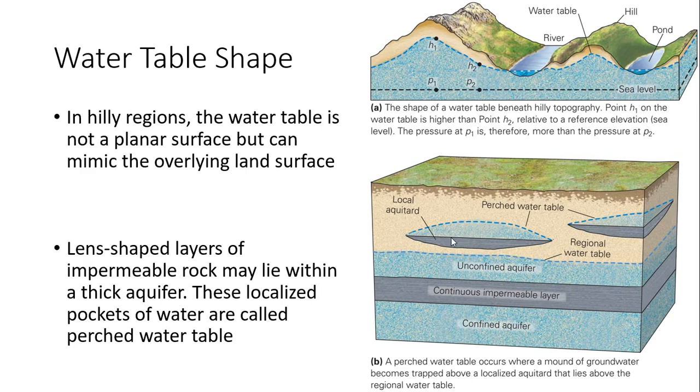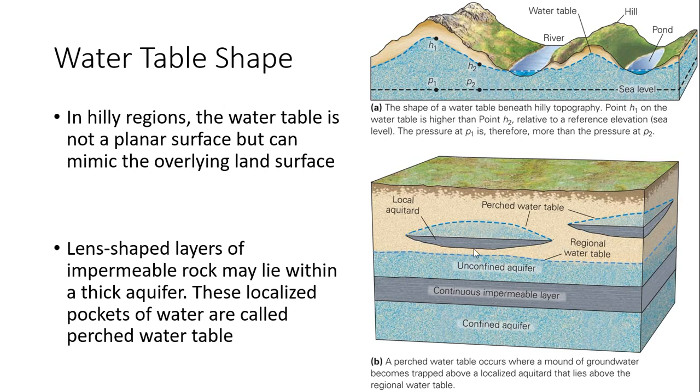So when we have lenses of aquitards, we usually see water that sits on top of that, and this is called a perched water table. And then typically below perched water tables, we do see either confined or unconfined aquifers and combinations thereof. That's because these layers are not always continuous. In this ideal example, they are continuous, but they often aren't.